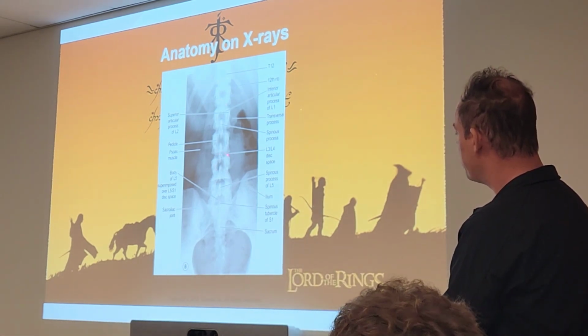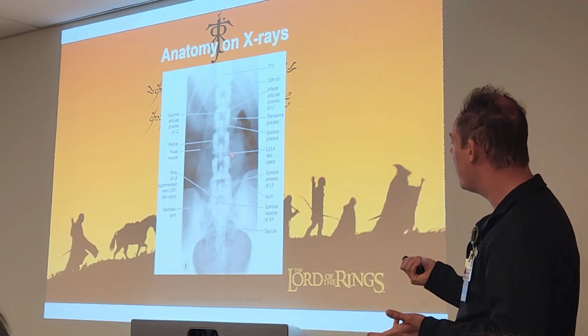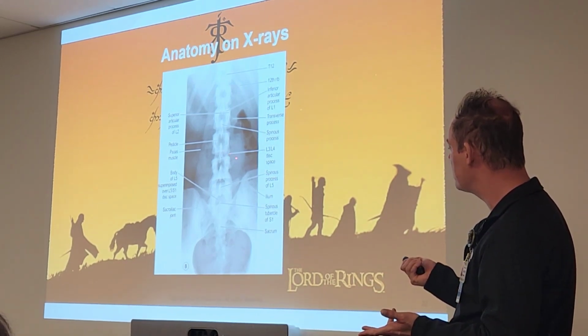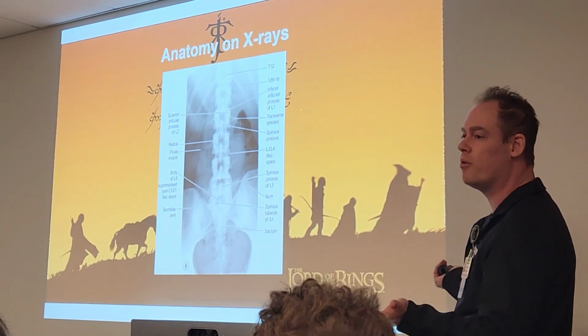There's, of course, our disc spaces that have not changed on the labeling. We always label that in pairs as well. So that's our L3, L4 disc space. We have our pedicles. Can you see the pedicles? I know it's labeled, but can you see them without me pointing to them?